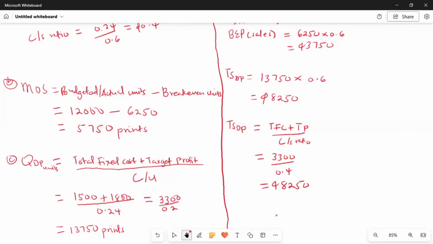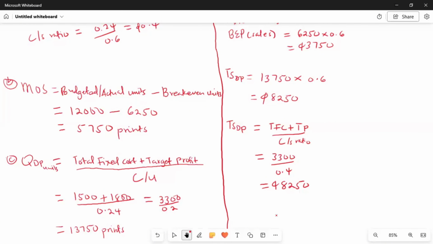Okay, so let's move to the last, which is the D. The D is saying that we should find if they desire to have an after-tax profit of 1,800, where the tax rate is 25%. What this is trying to say is that after tax has been deducted, they want to get 1,800. So you see, the first one was before tax, so that's a target profit. The 1,800 tax has not been deducted. That's why they said before tax.